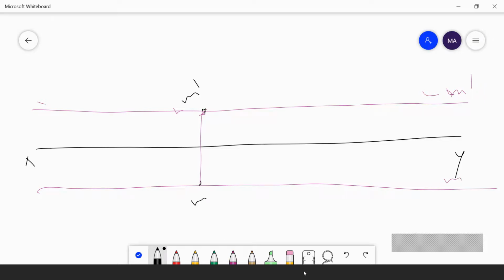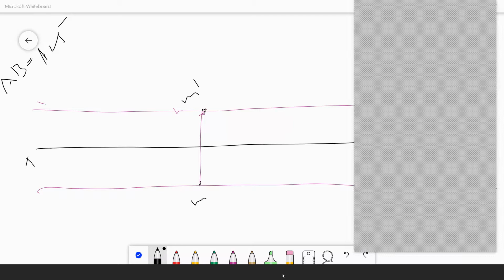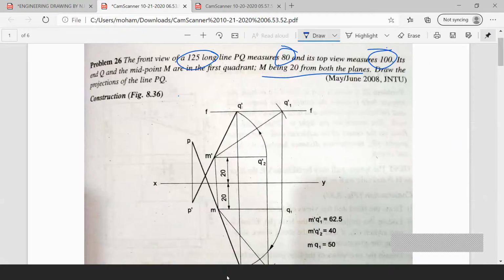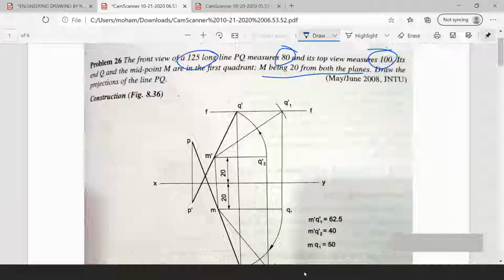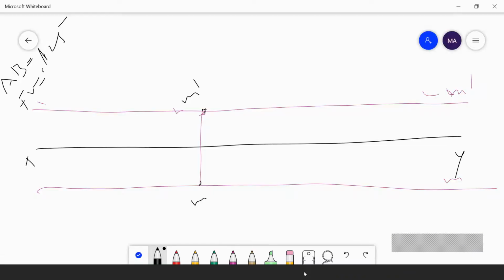Okay, here he has given the line PQ as 125 mm long. And here he has given front view is 80, top view is 100. Okay, he has given this data: front view as 80 and top view as 100.